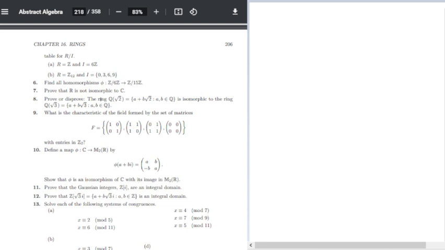Proof or disproof? This is not true. So suppose it was. This means that phi of a plus b root 2.